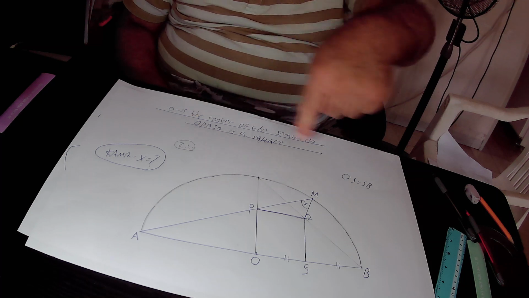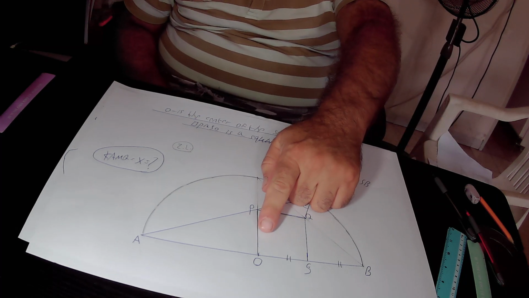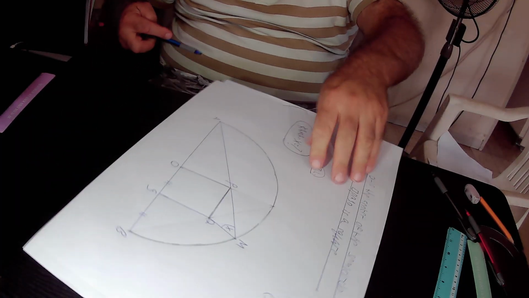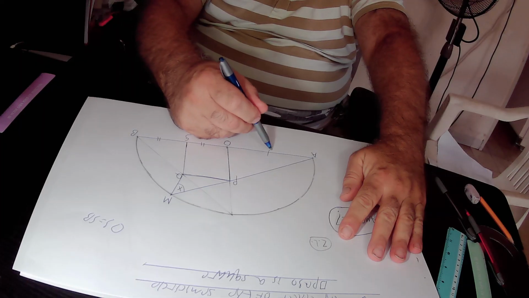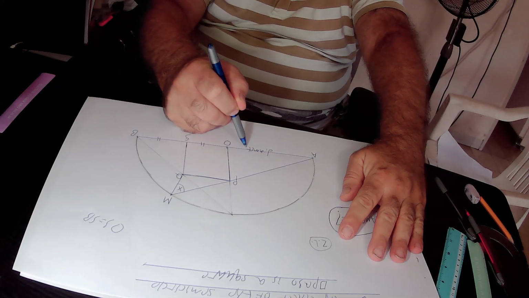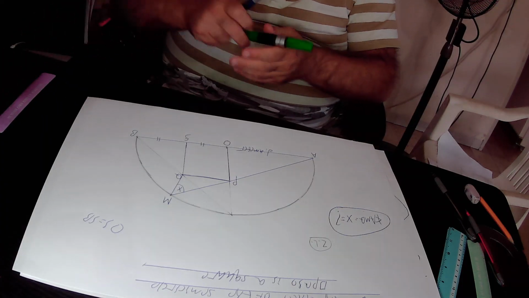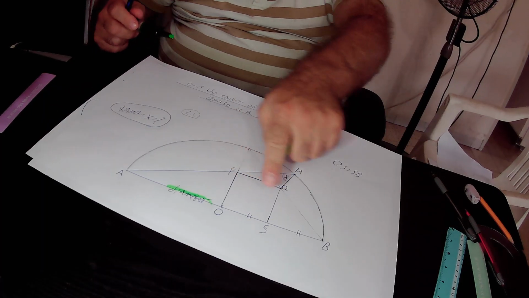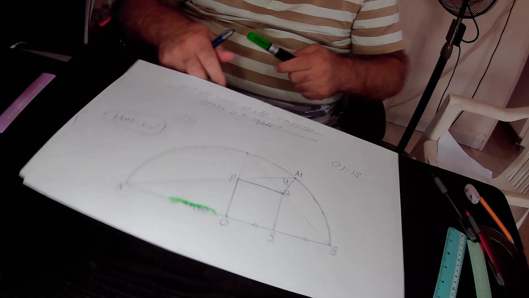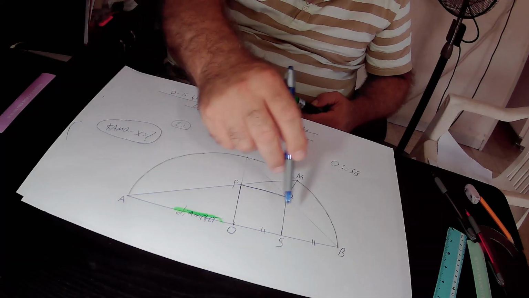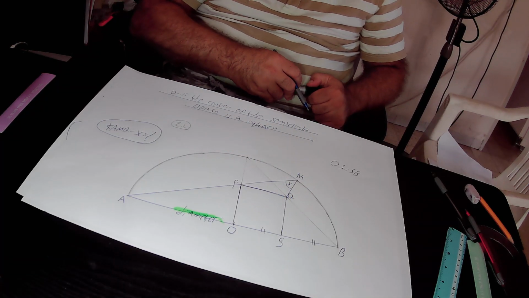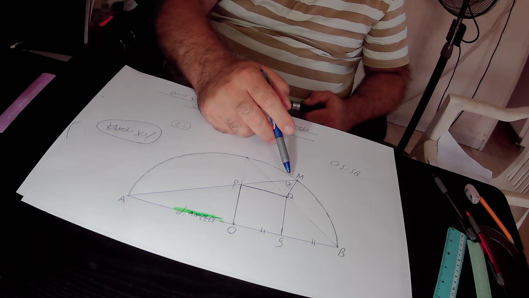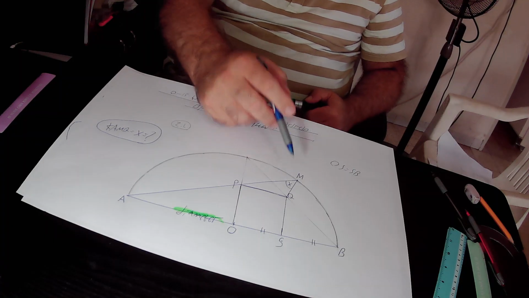In the drawing, we have a semicircle. Point O is the center of the semicircle. AB is the diameter of the semicircle. And we know that OS equals SB. Inside this semicircle, we have this square PQSO. Again, our task is to find the size of this angle AMQ, which equals x. We have to find the value of angle x.